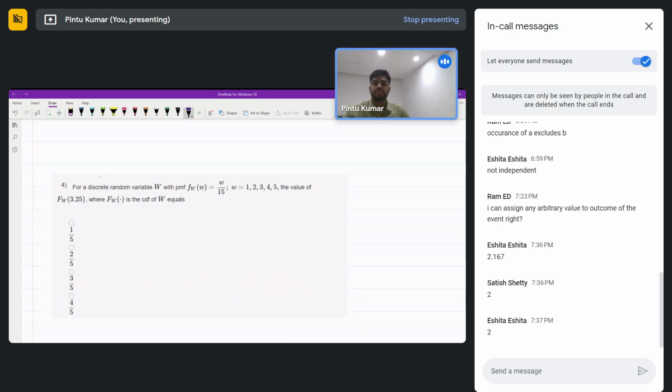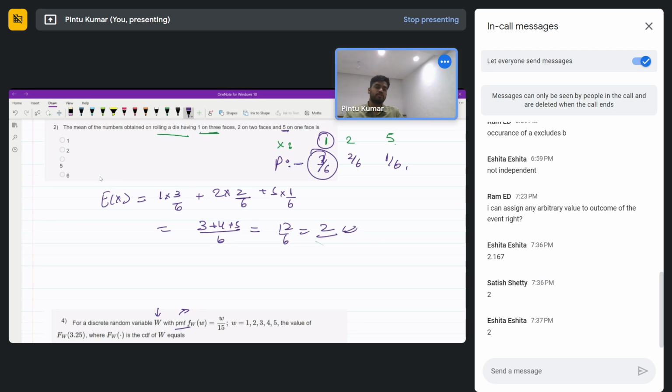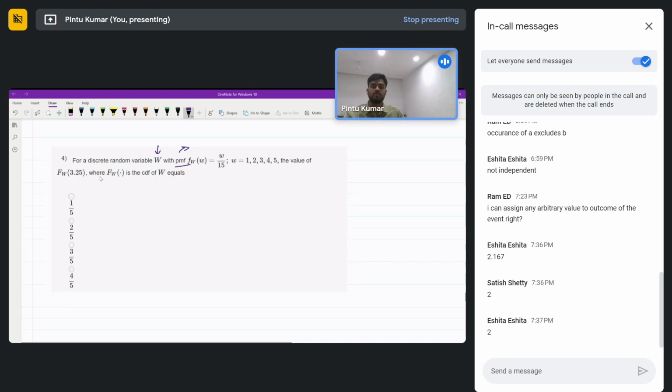So here is a question. You are given a discrete random variable W with a probability mass function. The probability mass function is nothing but the probability assignment that we did just now, as I mentioned earlier. It is given by w by 15 for w equal to 1, 2, 3, 4, 5. So your W takes values 1, 2, 3, 4, 5 with probability 1 by 15, 2 by 15, 3 by 15, 4 by 15 and 5 by 15.